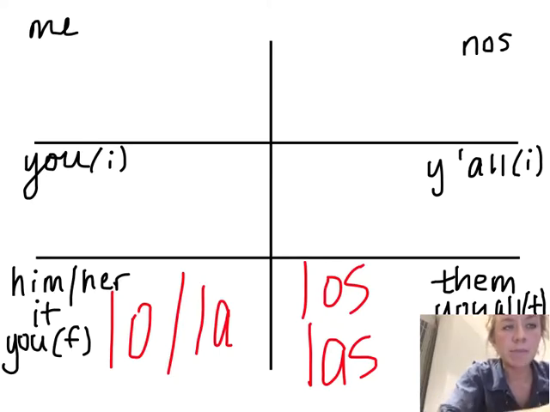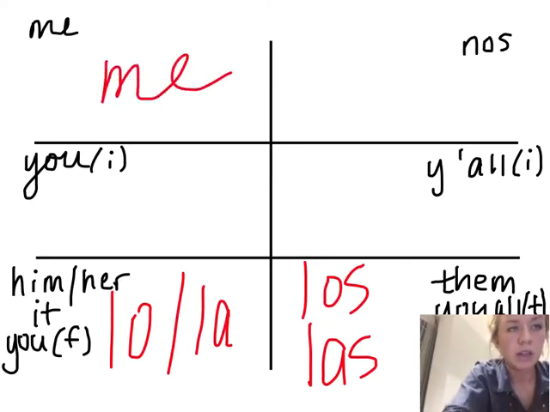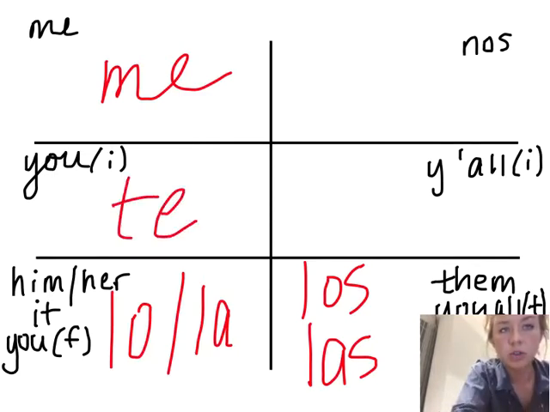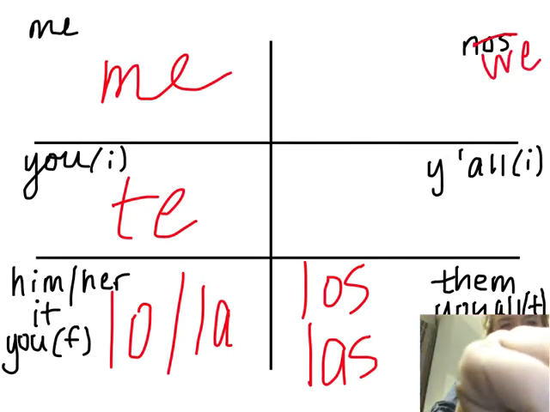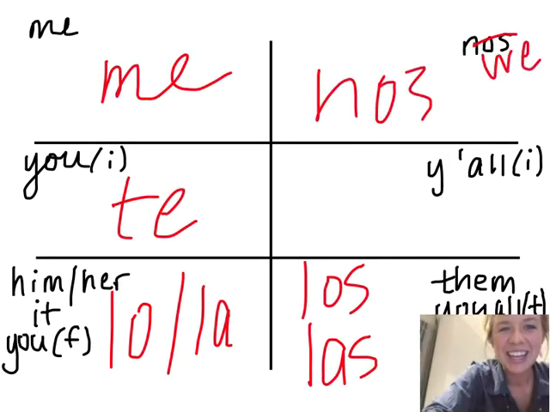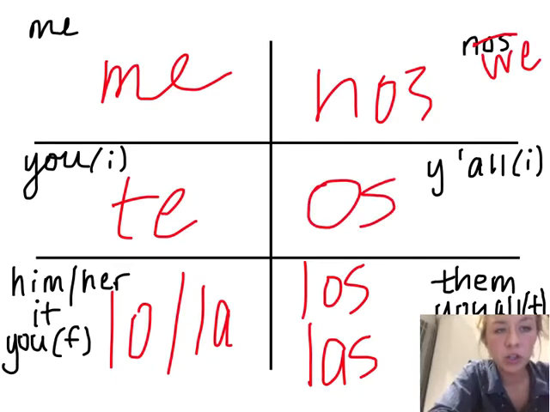So, to say me, we use me. To say you, we use te. To say we, we use nos. And then to say y'all in Spain, we would use os. Now we can use lo, la, and los, las for people as well. Lo would mean him, la would mean her, and los and las could be them or you all formal for ustedes.